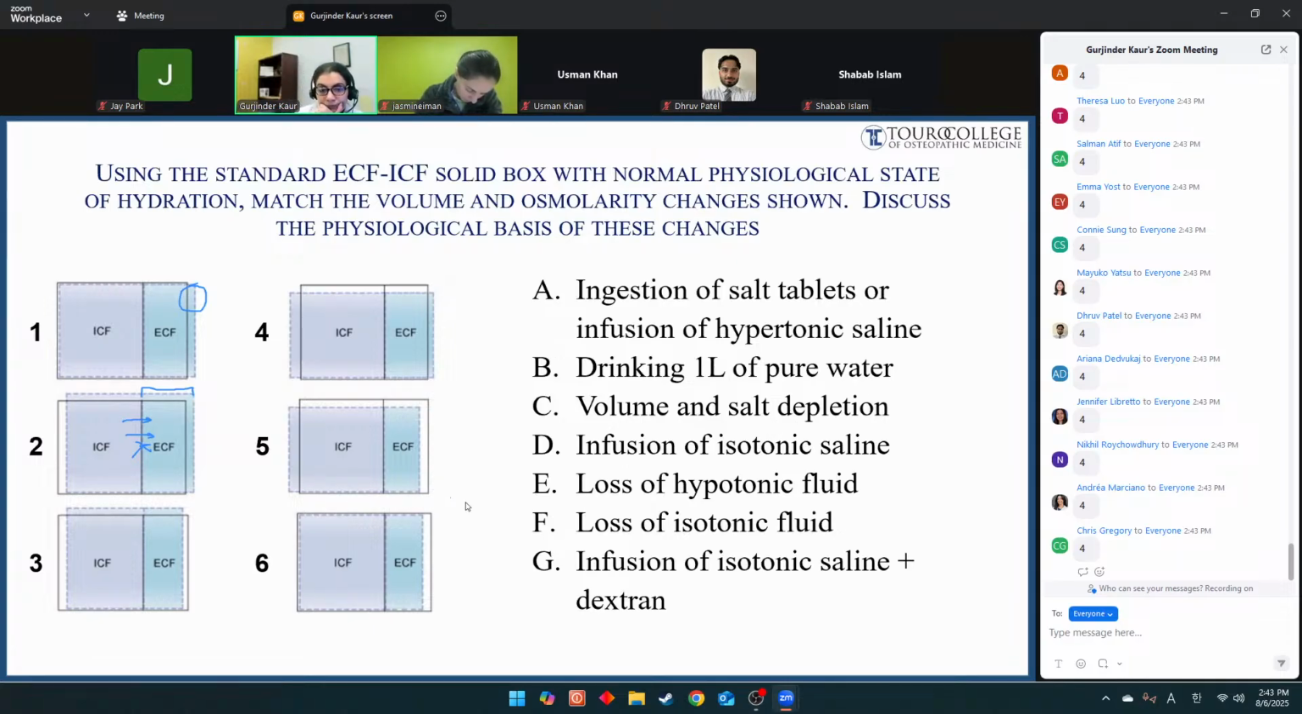Volume and salt depletion. C. Volume and salt depletion. Yes, that's correct. We lost volume, we lost salt, right? So what's going to happen? Your ECF will get impacted first, right? So once your osmolarity is down, your changes will start to happen.